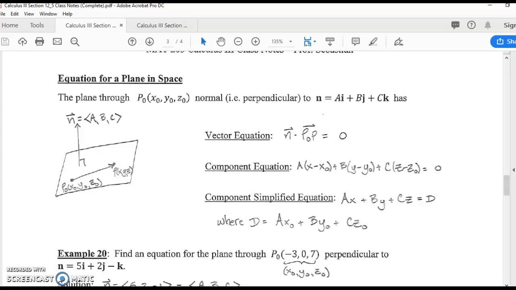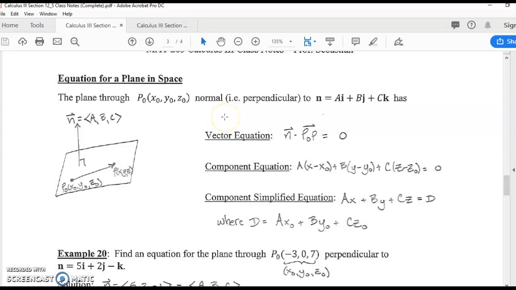So we just finished discussing vector and parametric equations for a line in space. Now we're going to talk about the equation for a plane in space. So here's a drawing of a plane. And what do we know? What we want to know is the equation, but we're looking at the plane through the point P naught, which has coordinates x naught, y naught, z naught. So this point is in the plane.